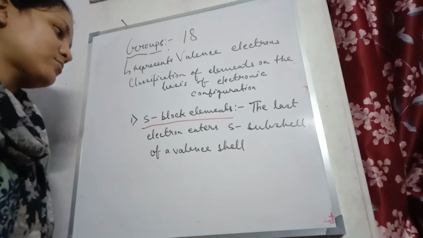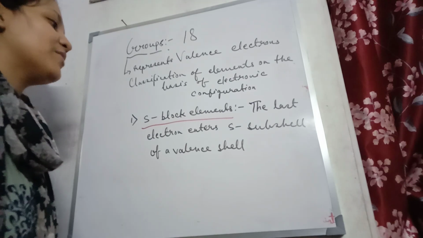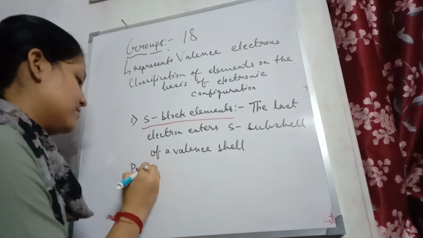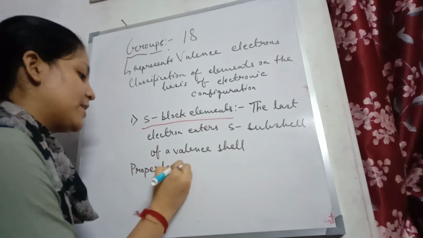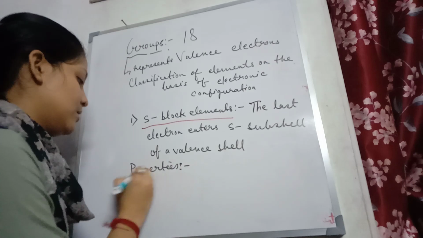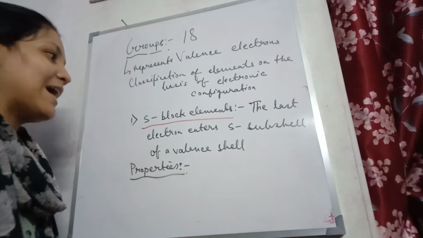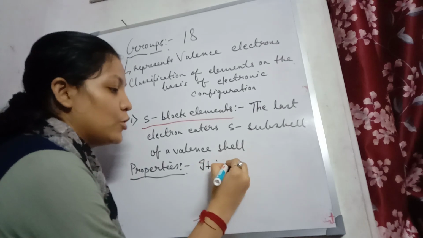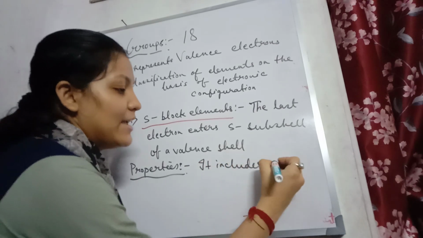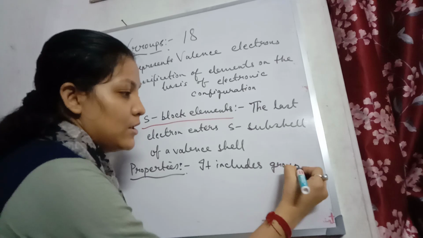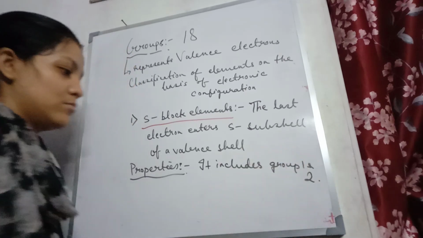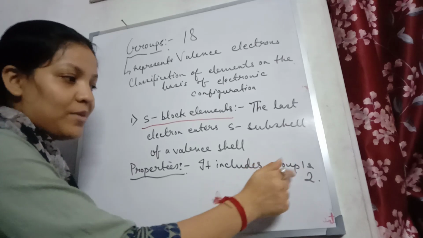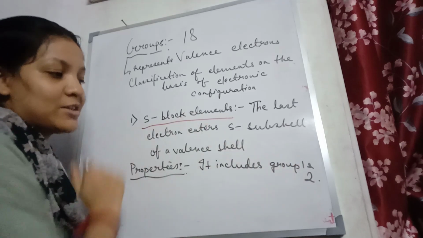Right? Now, what are the general properties of S block elements? Basically S block elements include group 1 and 2. That is, group 1 is your alkali metal group and group 2 is your alkaline earth metal group.